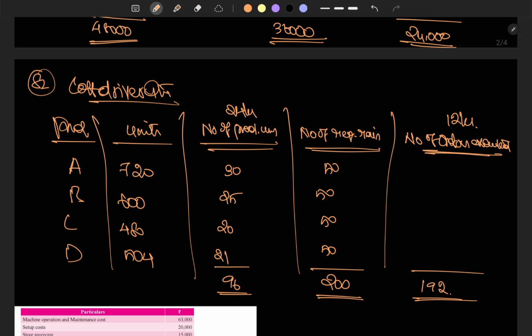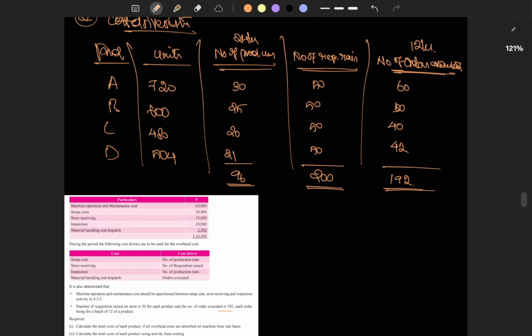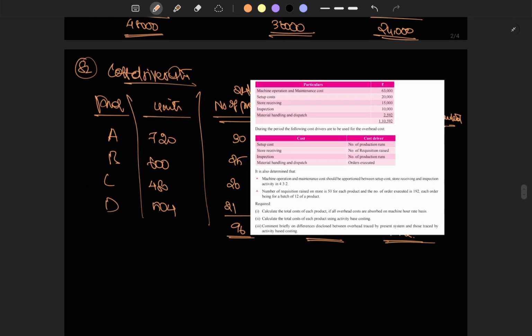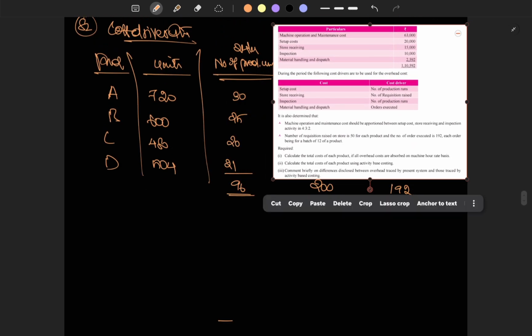So number of orders executed for product A, how can we find it? We can find it through 12 units. So 720 units divided by 12 gives us 60 orders executed for product A. 600 divided by 12 gives us 50 orders executed for product B, and 480 divided by 12 gives us 40 orders executed for product C, and 504 divided by 12 gives us 42 orders executed for product D. So we found out the second step. We framed the cost driver quantity with the given clues.